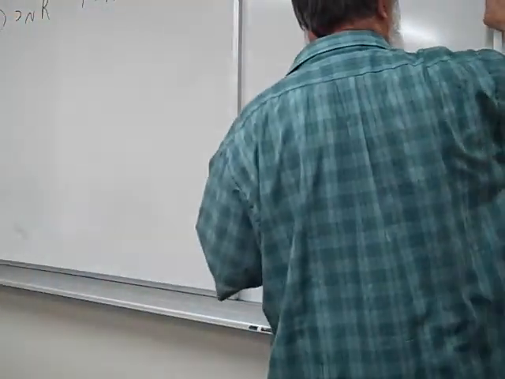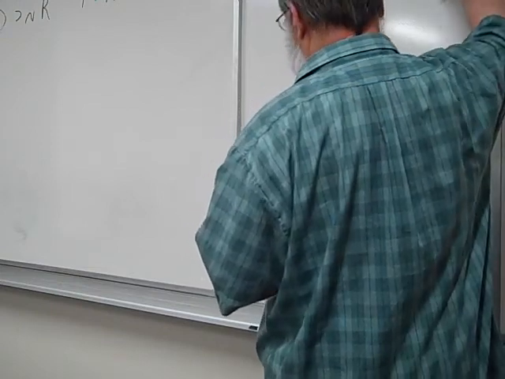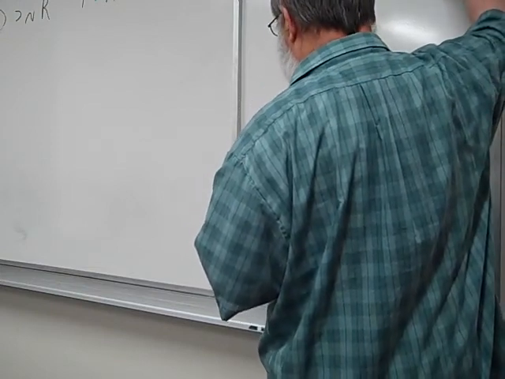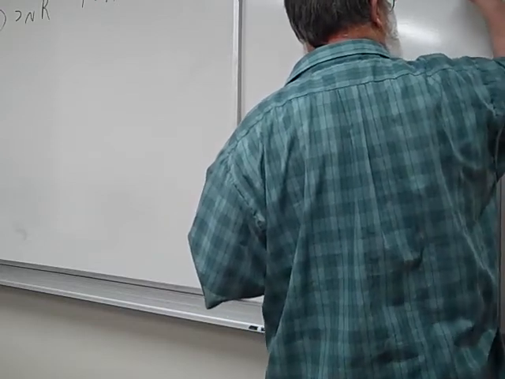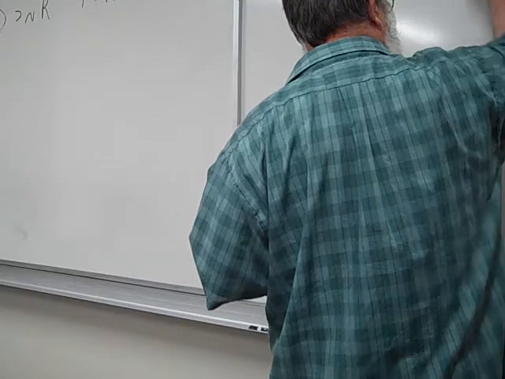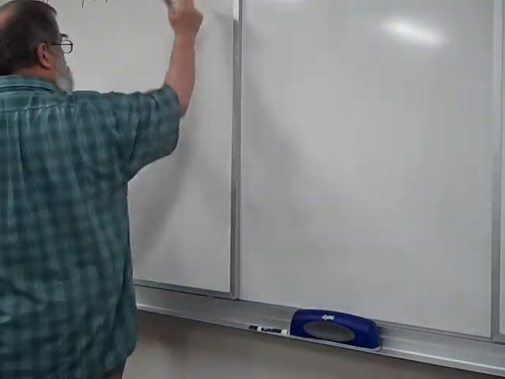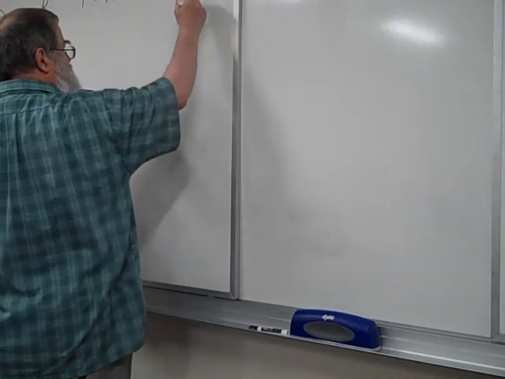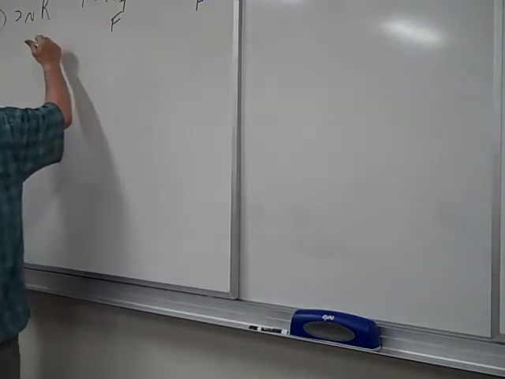Well, if I want to make this turn out to be an invalid argument, I want this to be false over here, which would mean that R has to be true. So R has to be true, which would make that false. Has to be true, false.